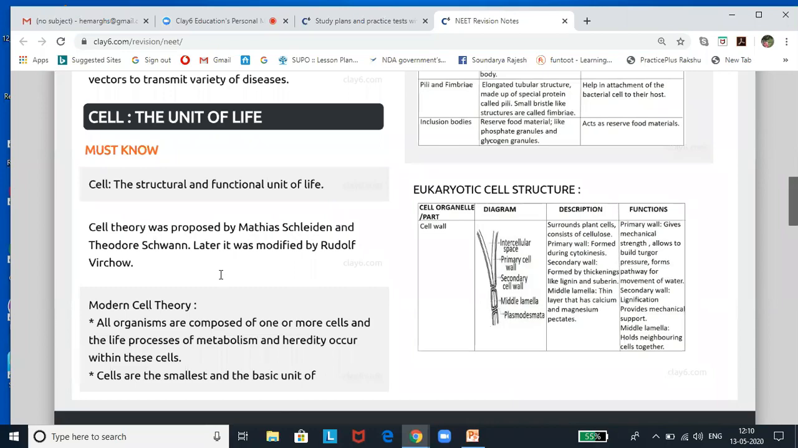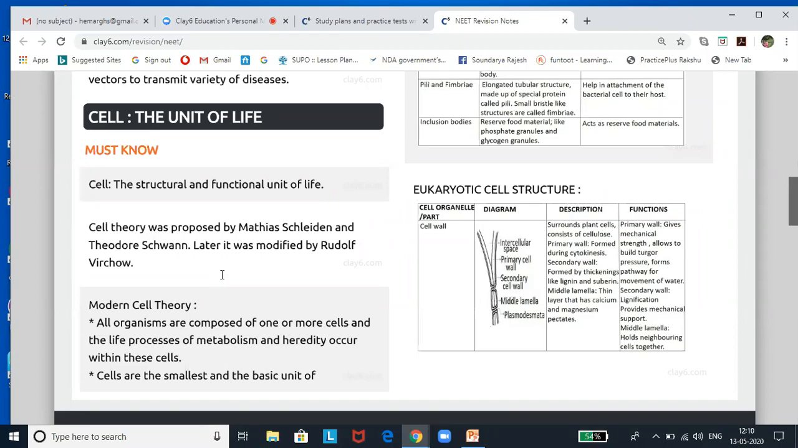However, this theory could not explain the formation of new cells. Later, Rudolf Virchow explained that cells arise from pre-existing cells in his famous statement, omnis cellula e cellula. That is, finally, cells arise from pre-existing cells.